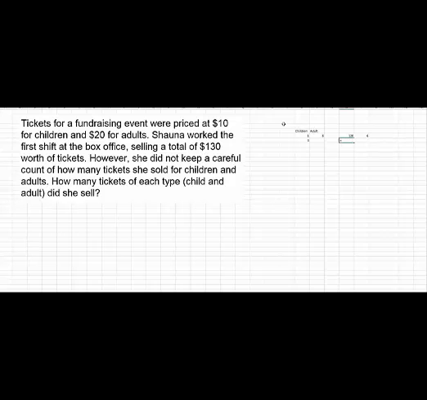Okay, so there's no way she could have gotten away with 2 kids tickets, but could she have gotten 3? Well, let me do that math again. So 130 minus 3 times 10 is 100, and 100 divided by 20 is 5. Okay, so she could have gotten away with selling 3 kids and 5 adults.